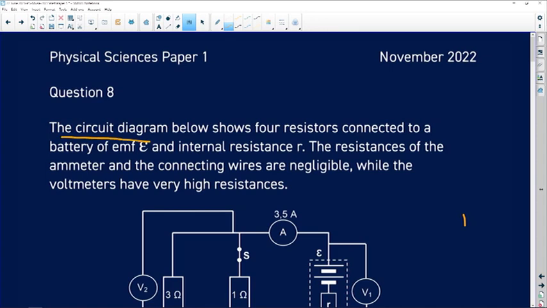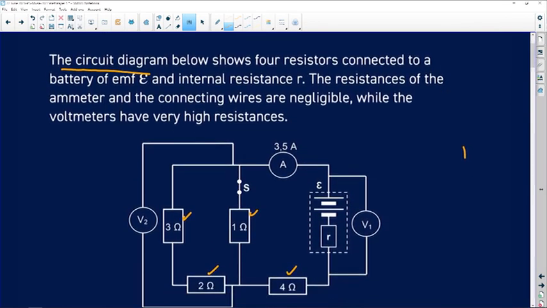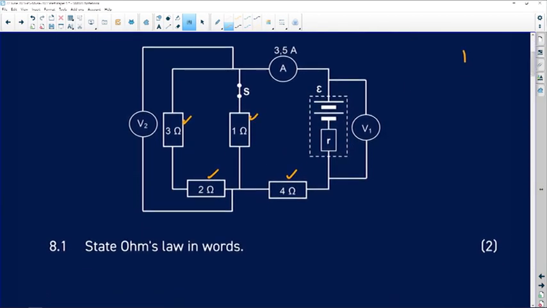The circuit diagram below shows 4 resistors. So we need to see these 4 resistors here. I see we have 1 here, 2, 3, and the 4th one is here. Now, we are told that these resistors are connected to a battery, which is the EMF, and an internal resistance. The resistance of the ammeter and connecting wires, we can neglect them, while the voltmeters have a very high resistance. Now let us look at this diagram here and try and analyze it.